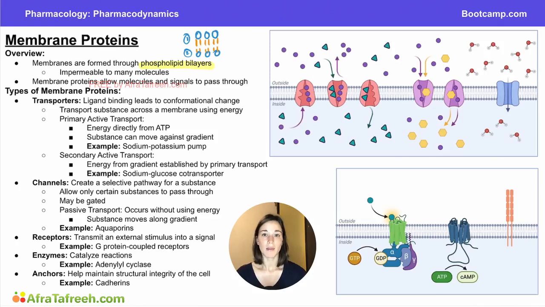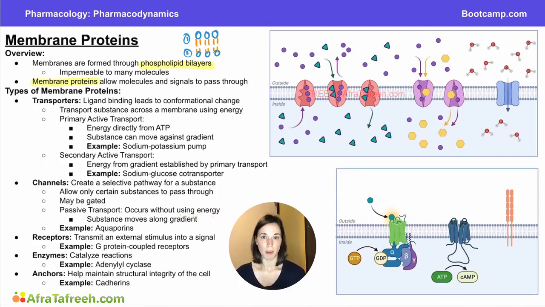Now, of course, we need to be able to get nutrients and other important molecules into our cells, and we need to be able to transmit things out of the cells as well. Membrane proteins allow for the regulated passage of molecules and signals through the membrane so that cells can maintain their identities and unique functions while still getting the nutrients and communication signals they need to function.